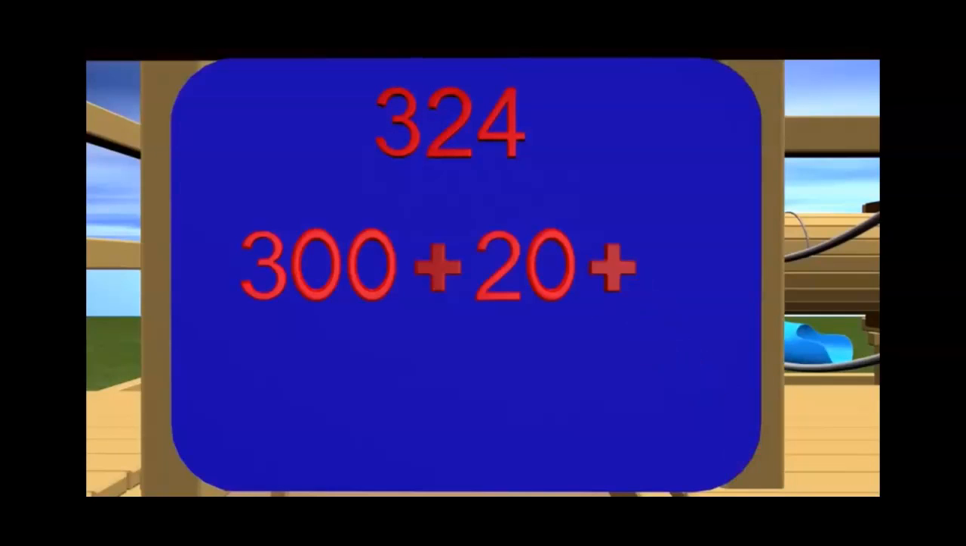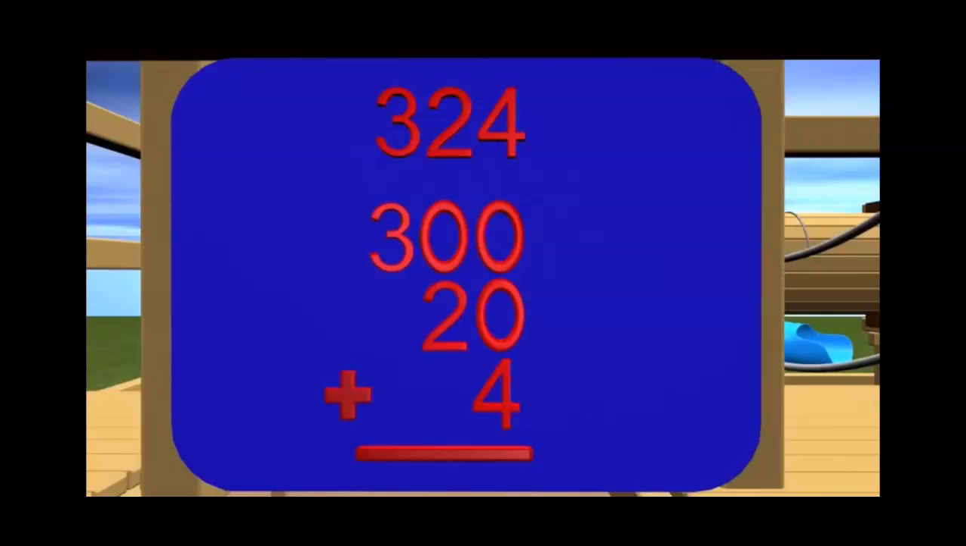Last of all, we have the 4. What is the 4 worth in this number? Since the 4 is in the ones place, it is worth 4. So the number 324 written in expanded form is 300 plus 20 plus 4. We can also write this math sentence vertically. Let's take a look at what it would look like.